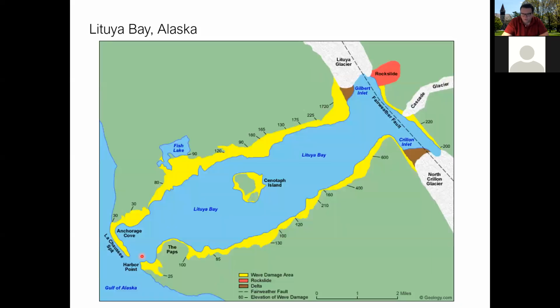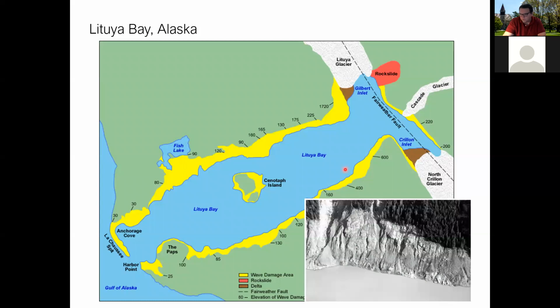So to give you a perspective here, this is the Lituya Bay, this is Gilbert Inlet, and the rock slide occurred back to here, leading to tsunami waves that made it all the way out to the area. Out in the Gulf of Alaska, you see the waves are only about up to 30 meters high. But back here is where the devastation was really profound.